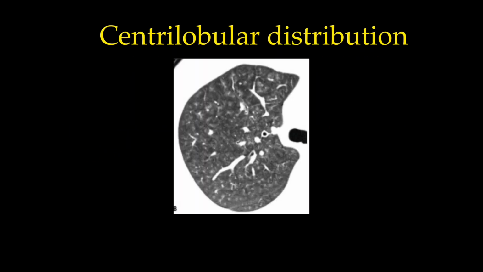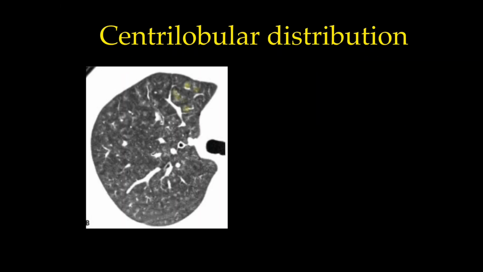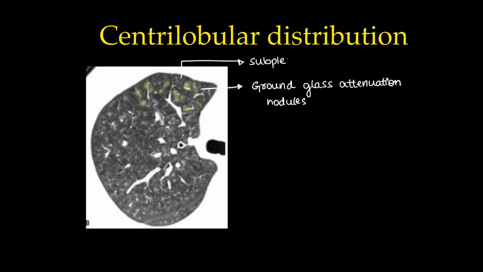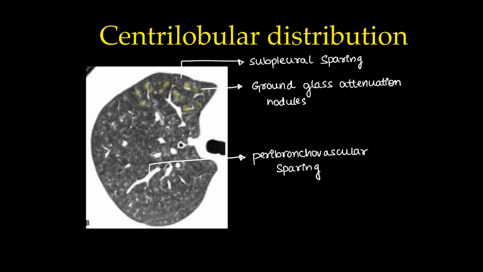Now I'll show you a case of centrilobular distribution of nodules. Here we can see some ground glass attenuation nodules which are equally spaced from each other. These are ground glass attenuation centrilobular nodules which are showing sparing of subpleural surfaces. They are 5 to 10 millimeters away from the pleura. Also there is peribronchovascular area sparing.